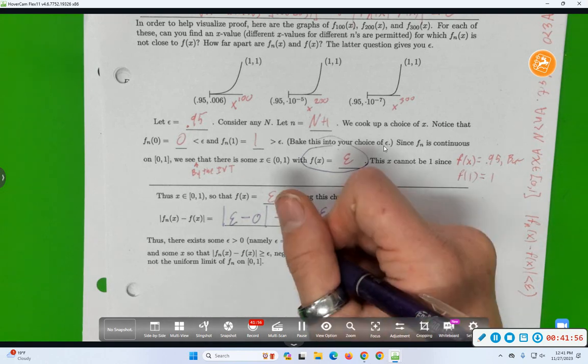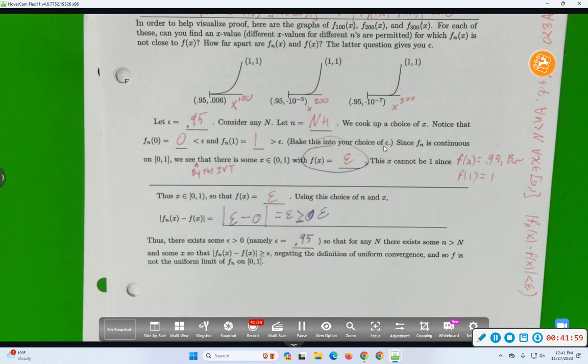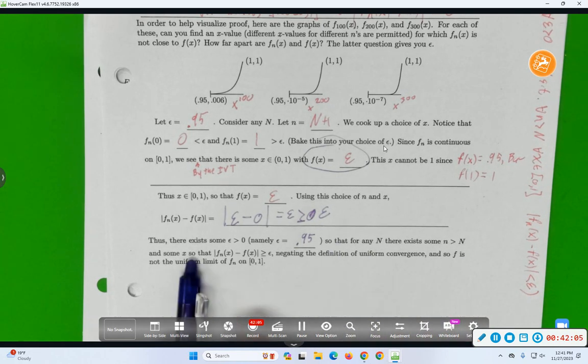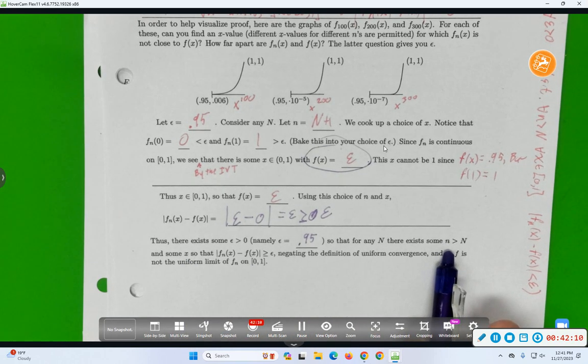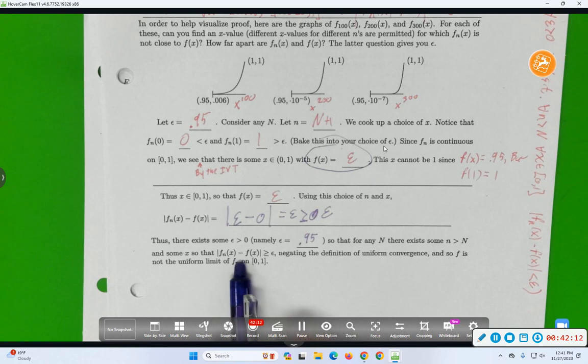Cool. So there exists an epsilon, namely 0.95 is the one that we used, or maybe you used 1/2, or whatever, so that for any big N, there exists some little n bigger than big N, and some x, such that the absolute value of f sub n of x minus f of x is bigger than or equal to epsilon. That negates the definition of uniform convergence. This sequence does not converge uniformly. Cool. So, I guess we haven't really done anything fancy with uniform convergence. We've just shown some examples.